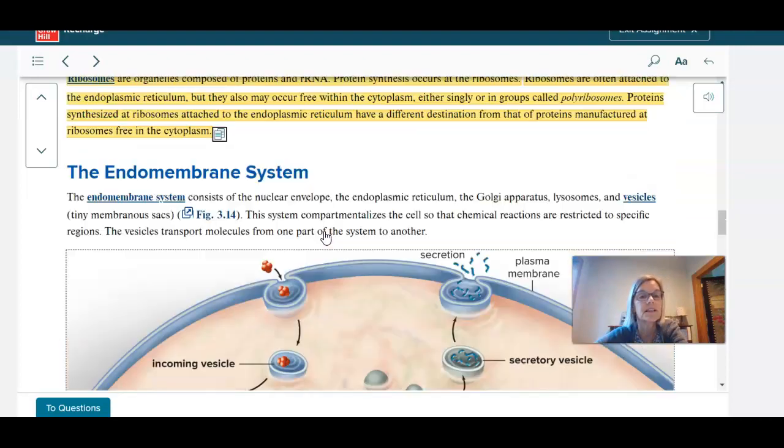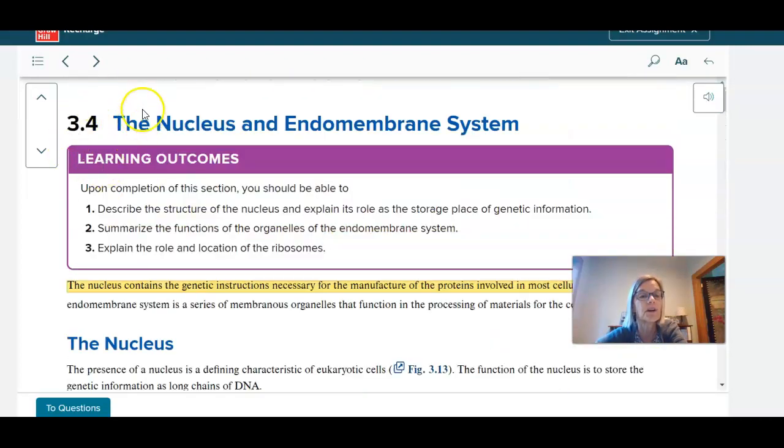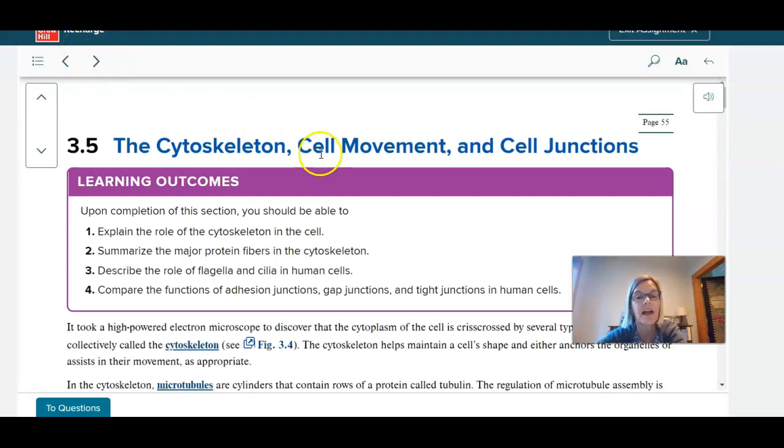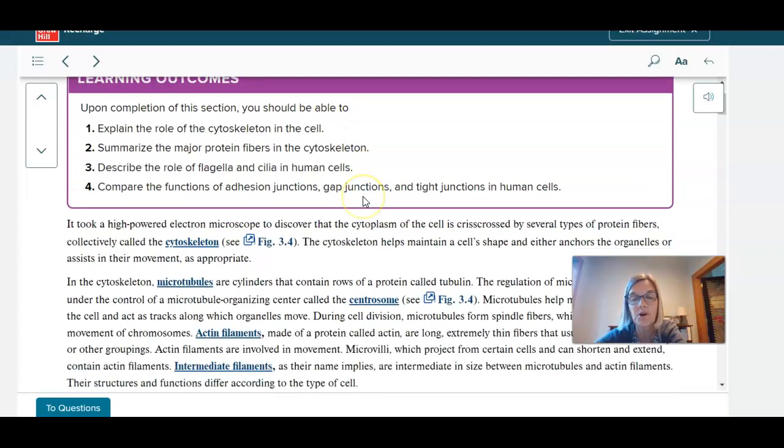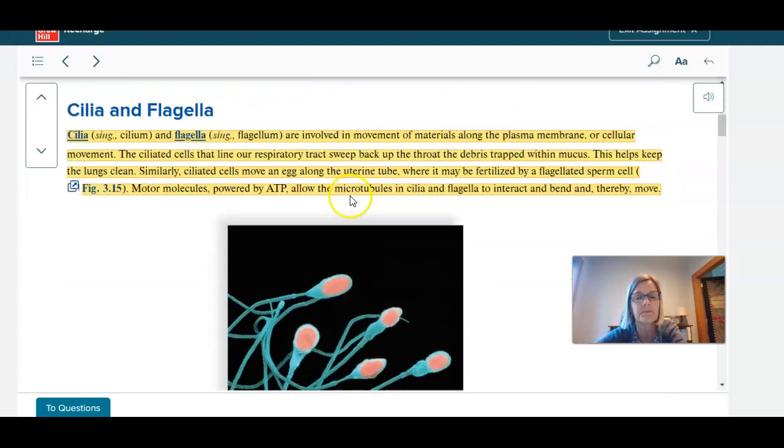Let's see, I'm going to go to section 3.5 and talk a little bit about, in particular, I just want to talk about flagella and cilia. Doesn't mean these other things aren't important. It's just we don't have time for everything.